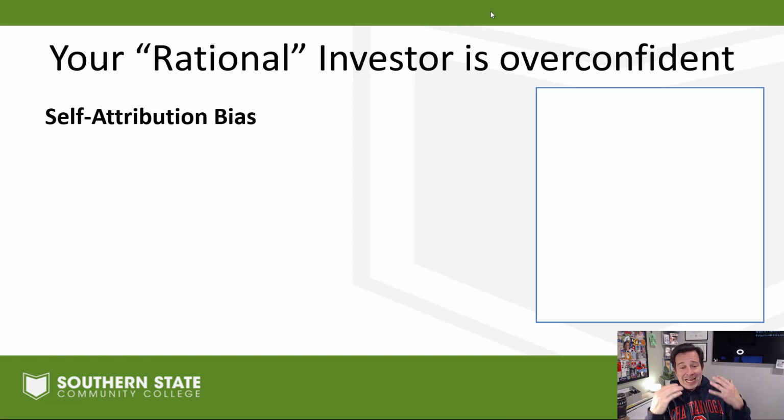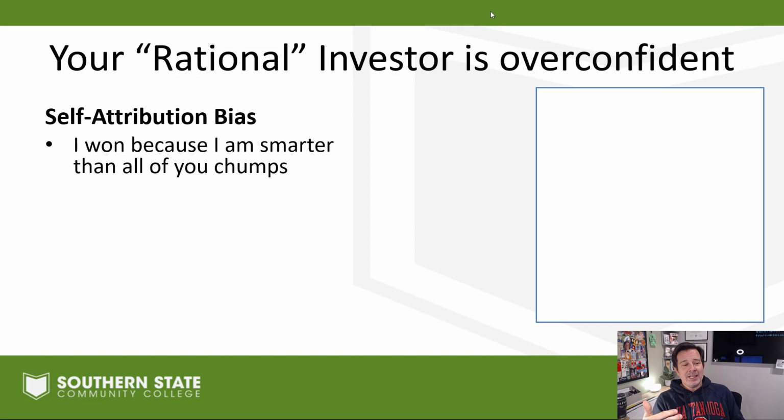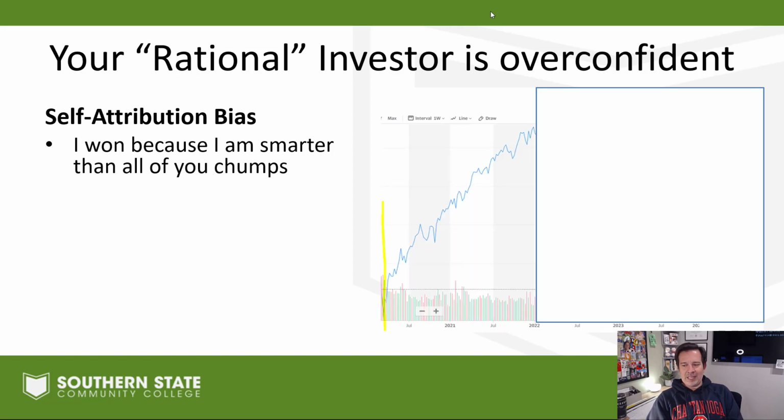Self-attribution bias is the idea that when you win, it's because you're a genius. You made all the right moves, you smarty. You're just better than all these other chumps that are out there losing money all the time. And so let's take that scenario in March of 2020. I start to put some money in the market. I do nothing but win for 2 years. I can't lose. The market just keeps going up and up and up. I am a genius.